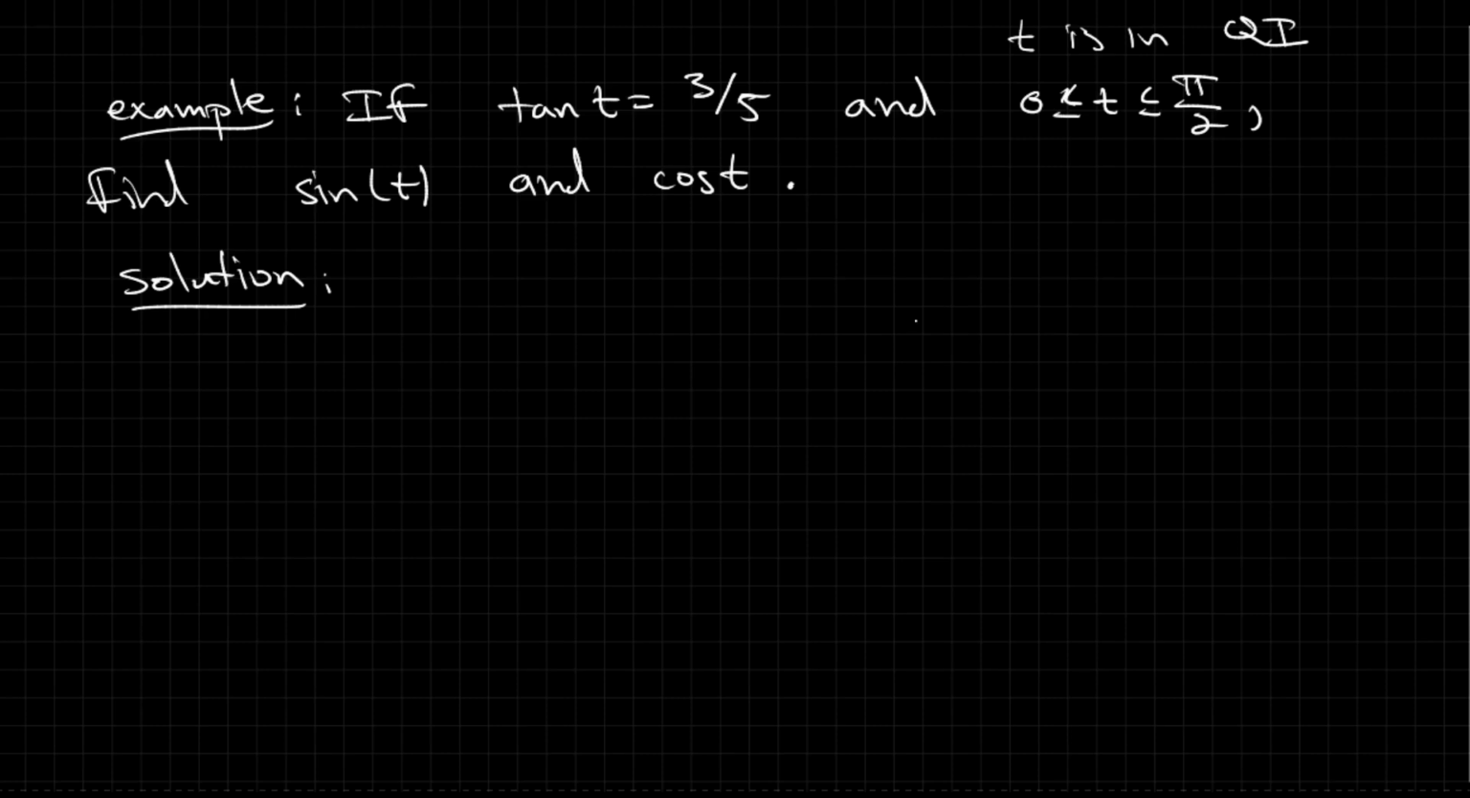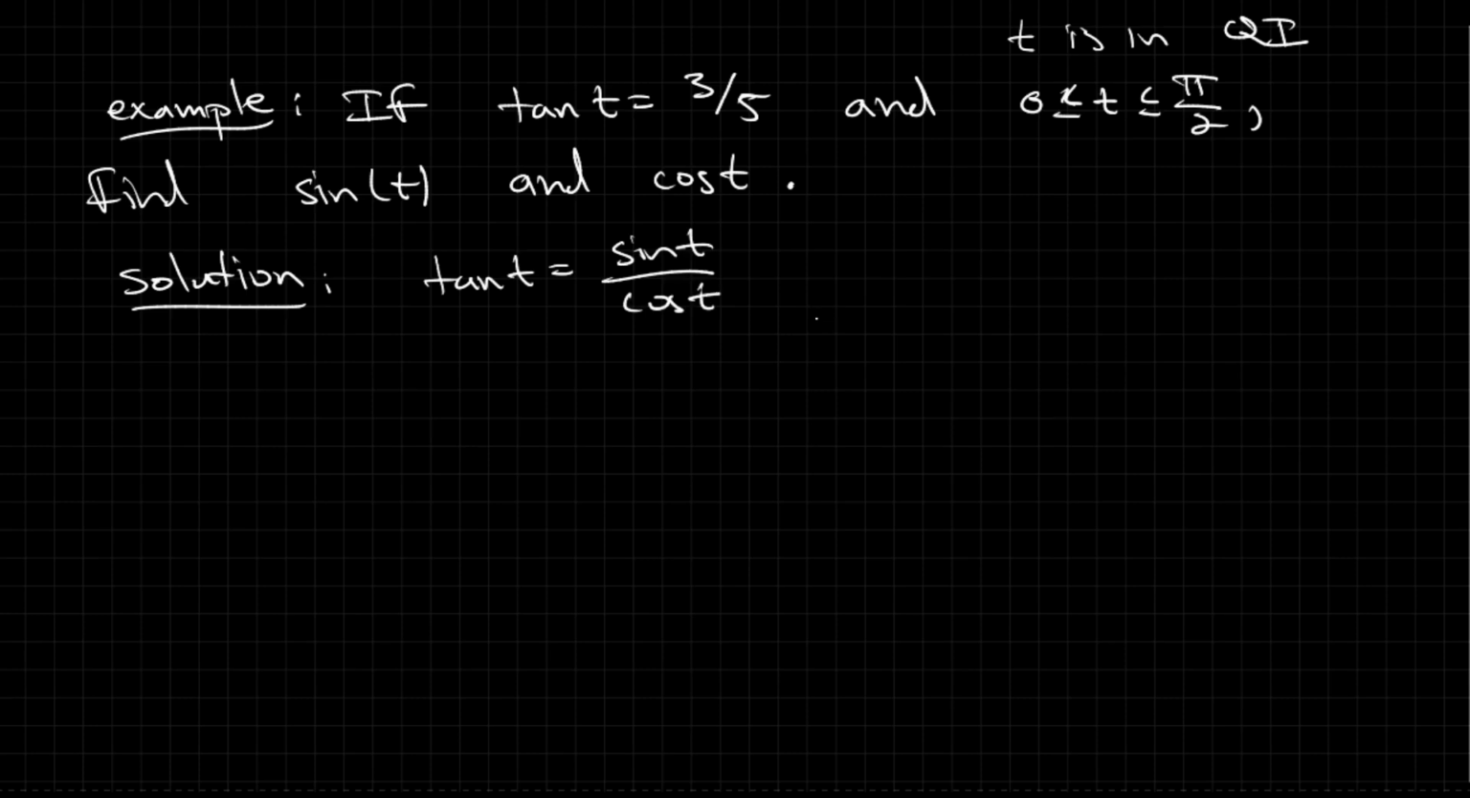Now in this type of problem, I know tangent of t, and if I know one piece of information of some trigonometric function, I try to relate it using some sort of identities to other trigonometric functions. So one thing that you might think to do is tangent of t is the same as sine t over cosine of t.